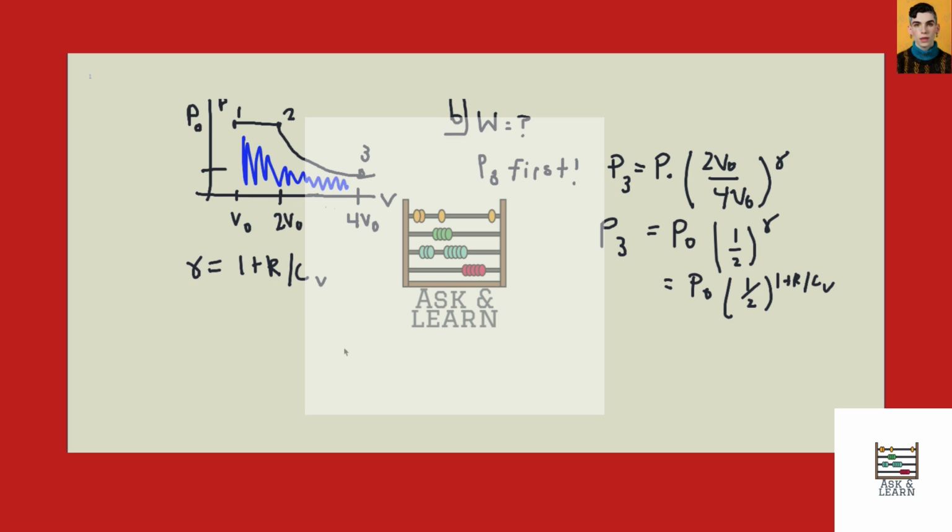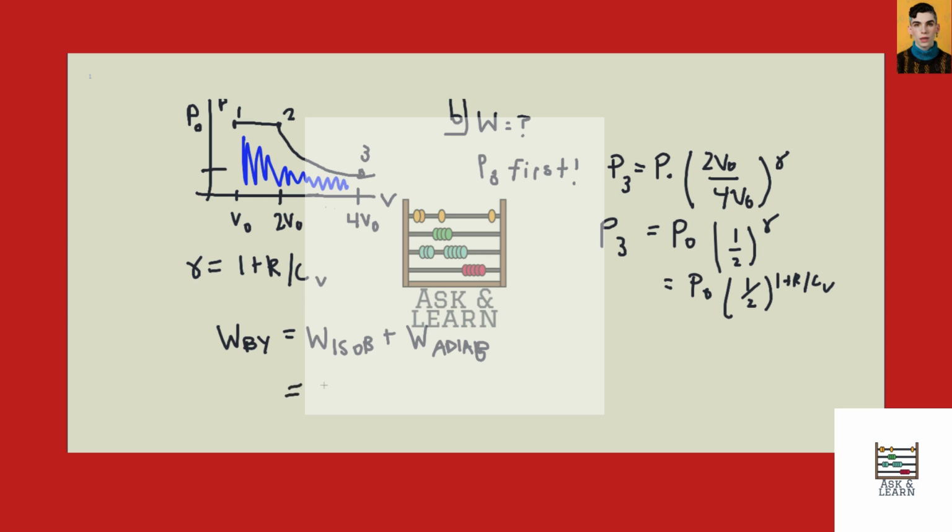Okay, so now I can write out the work by formula. So the work by is going to be equal to the work done during the isobaric part plus the work done during the adiabatic part.